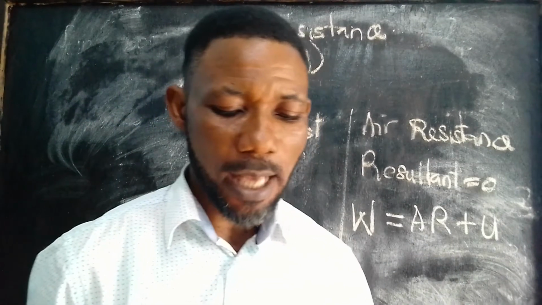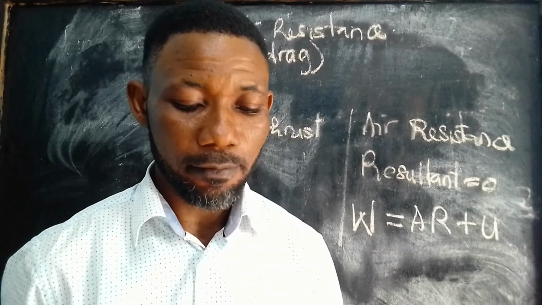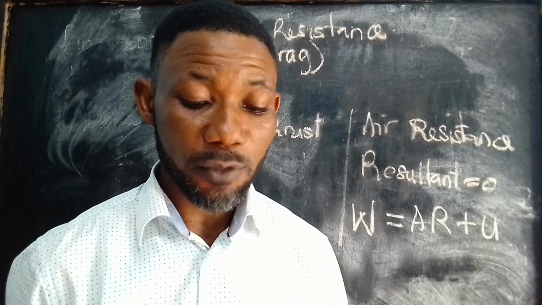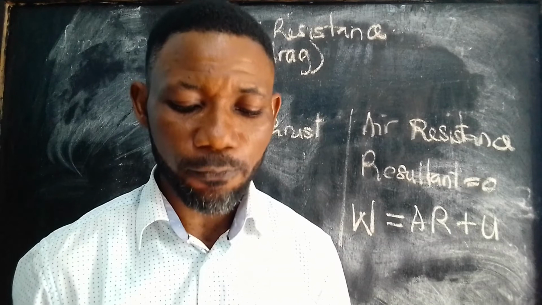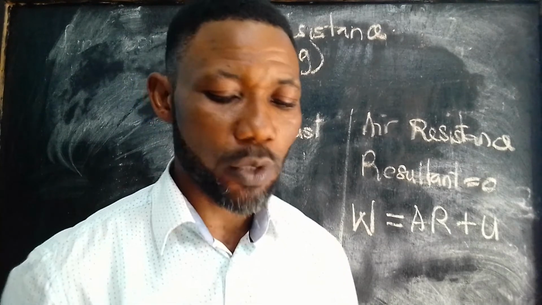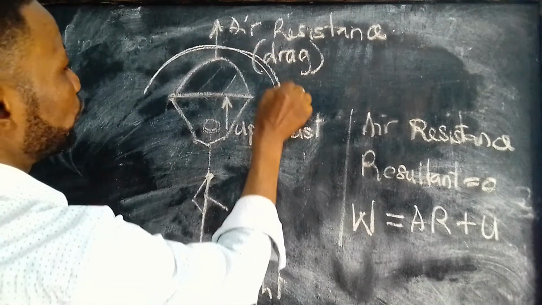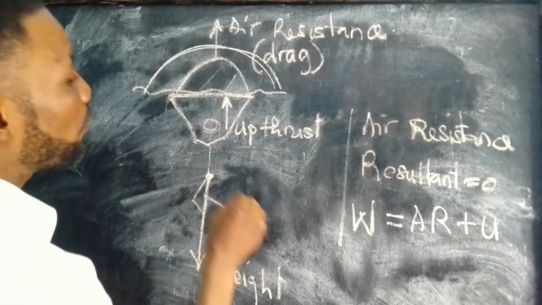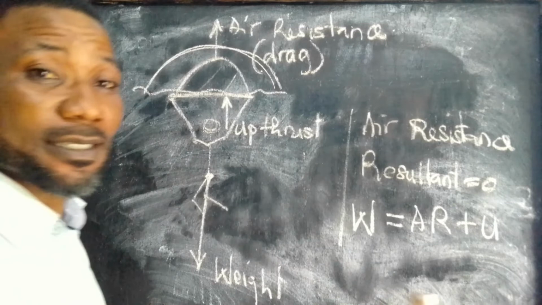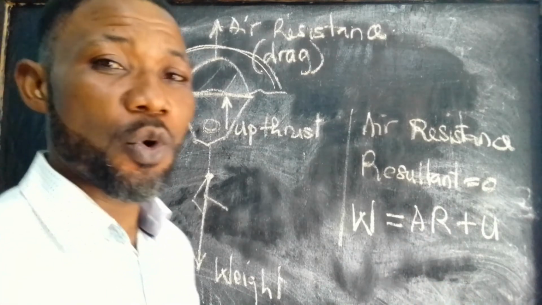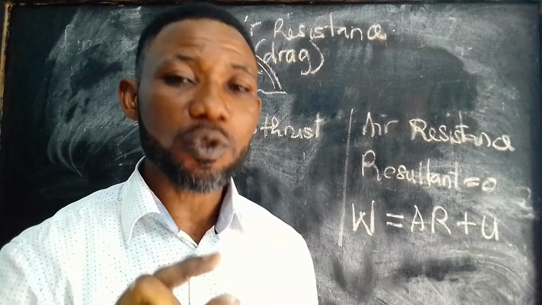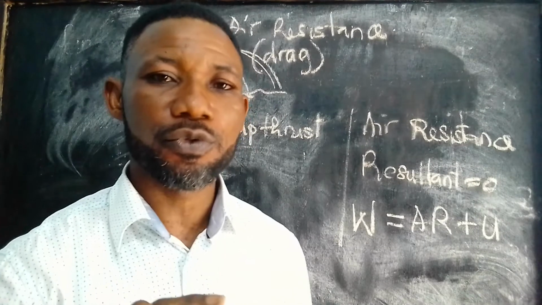Explain what will happen to the time to attain the constant velocity if a larger parachute was used. If you use a larger parachute, what will happen? The up thrust will increase. So with increase in up thrust, the time to attain constant velocity will be reduced.